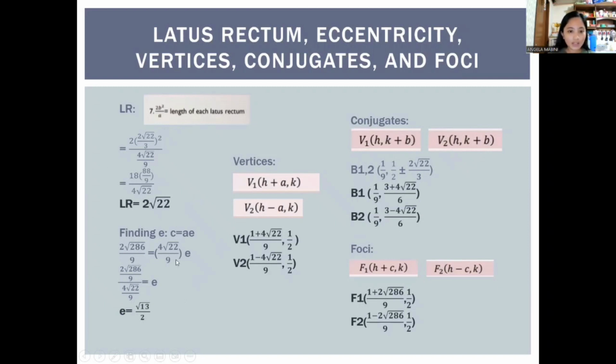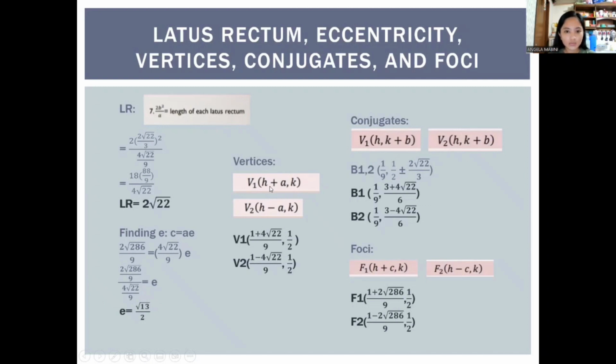And para naman makuha natin yung eccentricity ng equation, gagamitin natin yung formula na c is equals to ae. And substitute natin yung value na nakuha natin sa c and sa a, which will give us the final answer, or yung eccentricity is equals to square root of 13 over 2. And ito naman yung representation according sa table ng vertices.